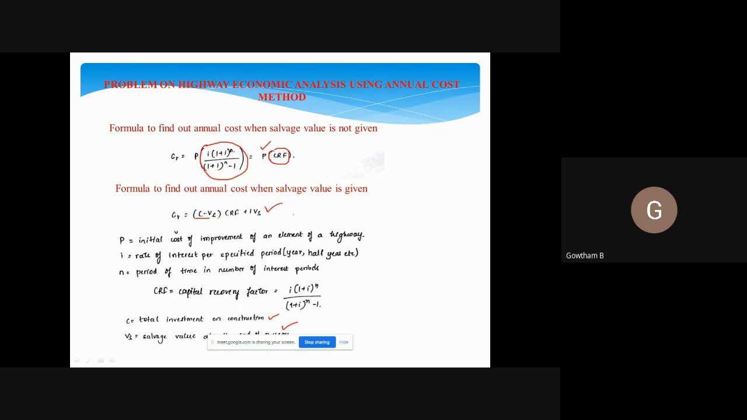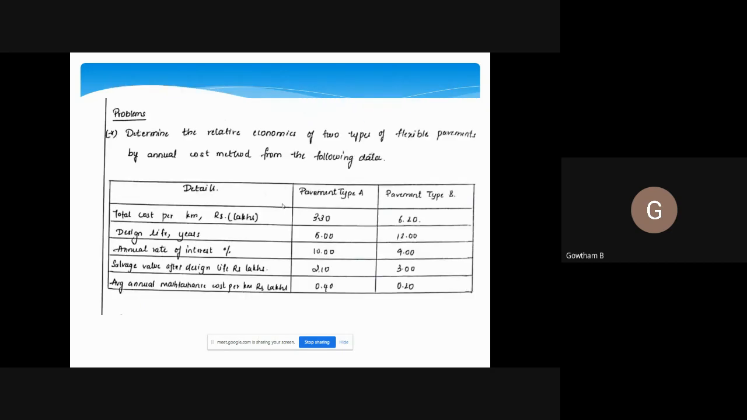Now the thing is, how do we use these formulas practically? In the field, how do we use these formulas? To understand this straight away, let me take one practical problem. This is the problem. It states: determine the relative economics of two types of flexible pavement by the annual cost method from the following data. Here two pavements are there, pavement type A and pavement type B. Some data are given for pavement type A and pavement type B.